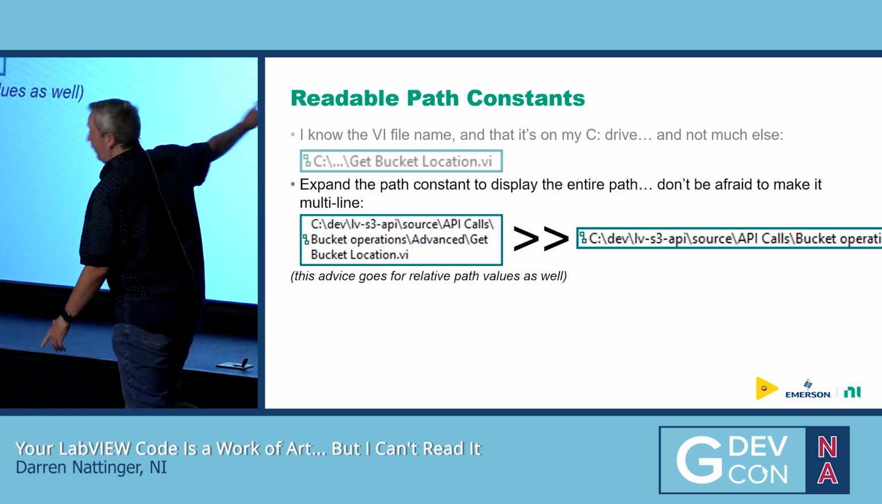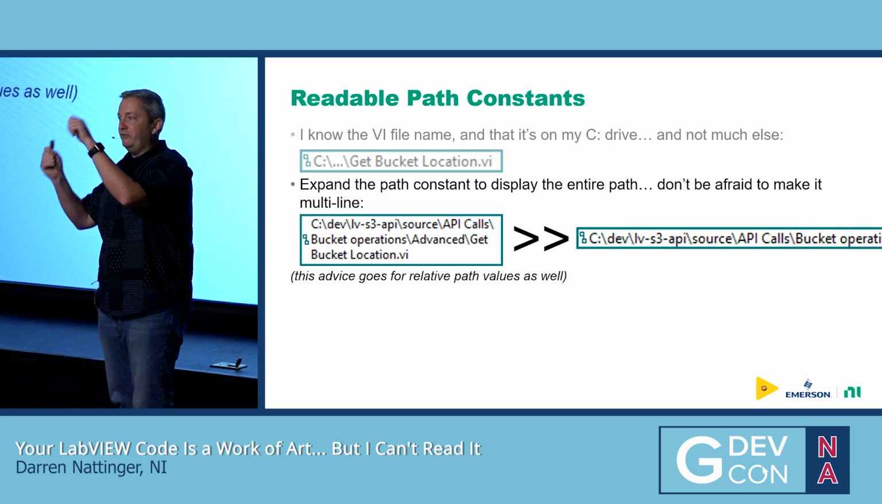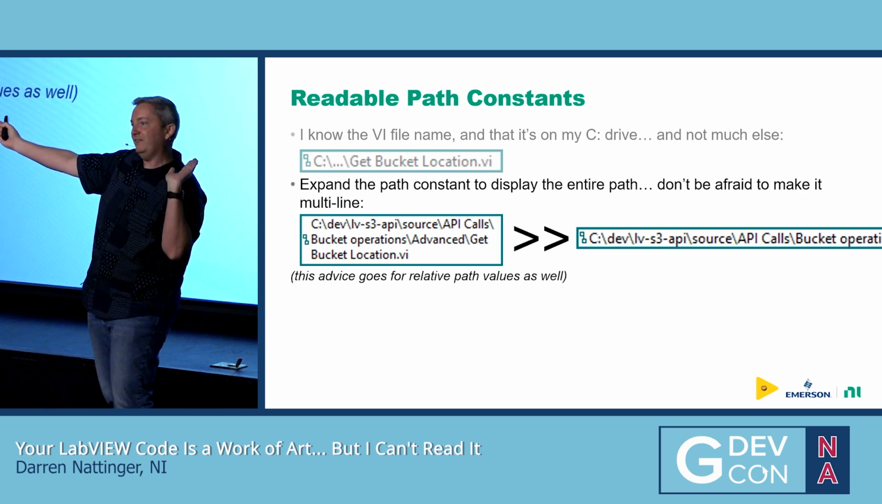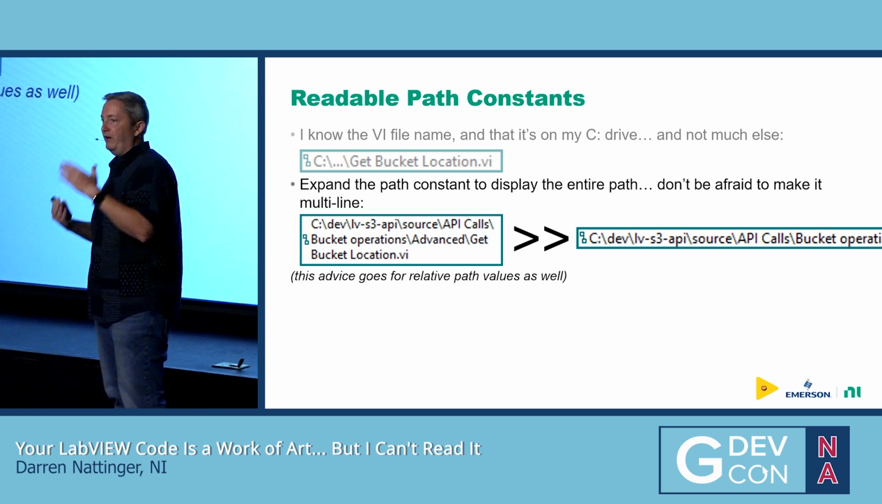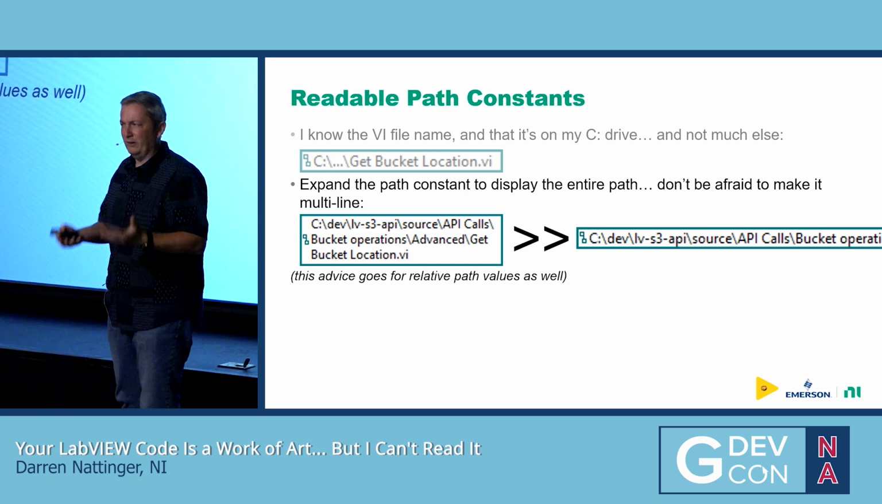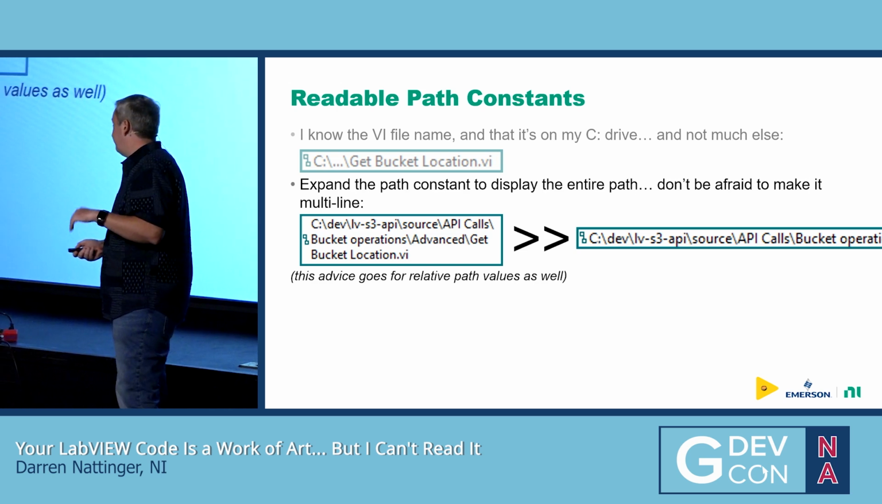And it doesn't have to go off the side of the screen and into the street next door. Just make it multi-line. Just drag it around so that it's not this gigantic, massive, long path constant, but a multi-line constant. Follow this advice for relative paths too, because we probably use relative path constants in our code more than we do absolute path constants, but it's the same point.